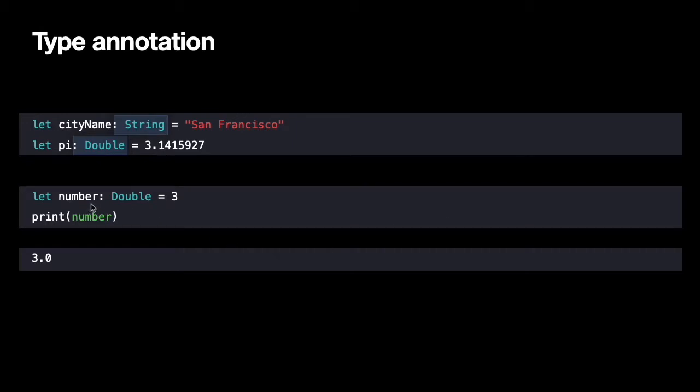The Swift compiler would have assumed that number is of type integer because we have an integer literal to the right of the assignment operator. However, in our case, we're explicitly stating that we want type double, and the compiler will allow us to do this. And then we can print out the number, and you can see it prints it out as a double, including the floating point information.